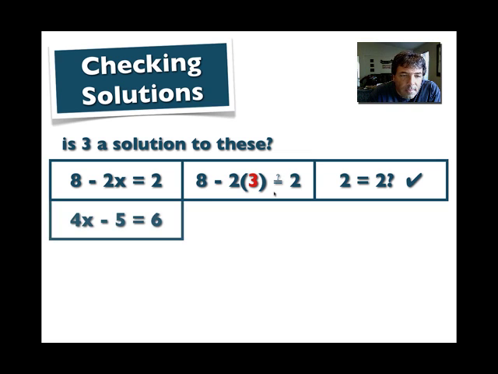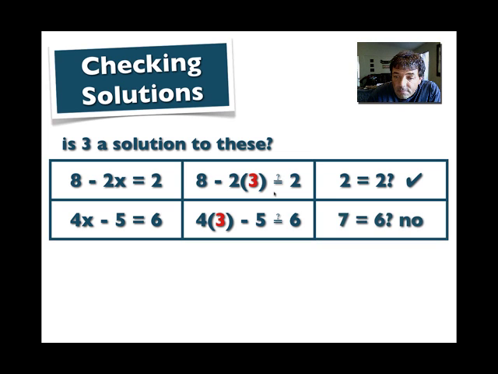Second one, what if we have 4x minus 5 is equal to 6? Well, we throw 3 in there. 4 times 3 is going to be 12. 12 minus 5 is going to be 7. Is 7 equal to 6? Of course not. So in this case, 7 is not equal to 6. So we'd say no, 3 is not a solution to the equation.